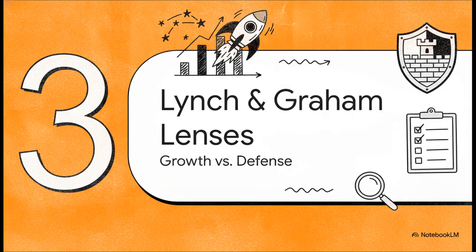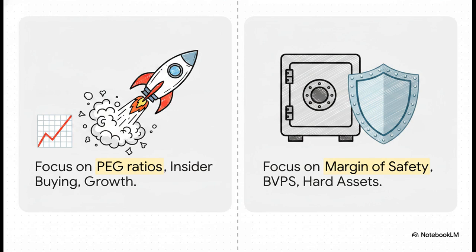Section 3. The Lynch and Graham lenses. Growth versus defense. So Peter Lynch wants to categorize the company. Is it a fast grower? Is it a stalwart? And he absolutely loves insider ownership. He is totally willing to pay for growth if the PEG ratio makes sense.